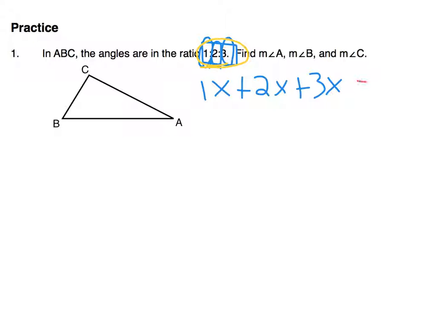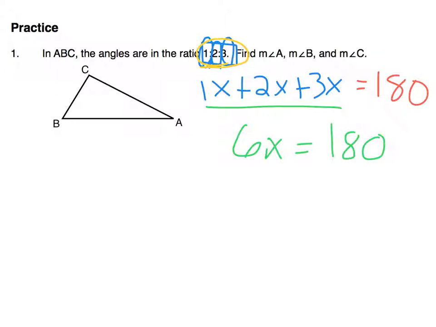If we're adding those all together, if we're in a triangle, those have to add up to be 180. So if I keep going here, I'm going to have to combine my like terms on the left side here. That's going to give me 6 x's equals 180 degrees. I can then divide by 6. If I divide 180 by 6, I get x is equal to 30.